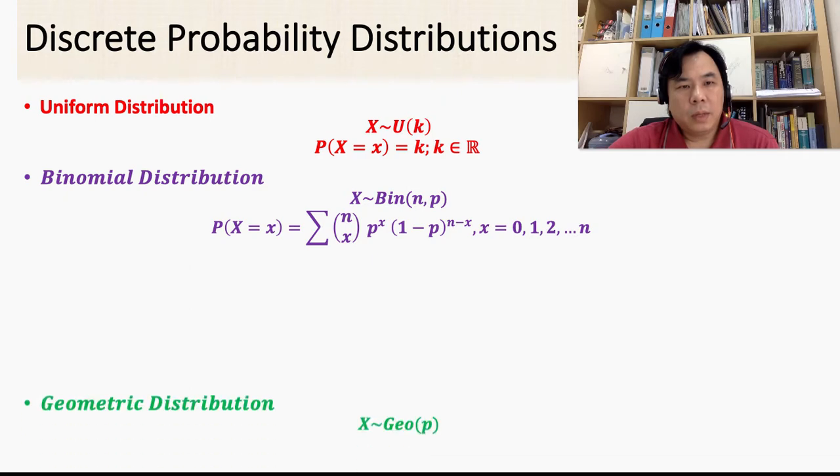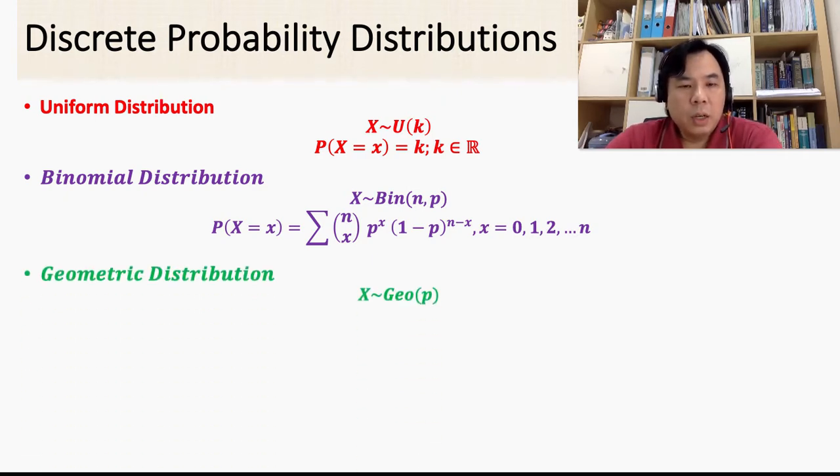Right. Now next, we have the geometric distribution, which can be written as X is geometrically distributed with a parameter p representing the probability of success. This geometric distribution is usually used to represent the number of failures in an event before a success is achieved. Its probability mass function is given as such. It's 1 minus p raised to the power x minus 1, multiplied by the probability of success p.